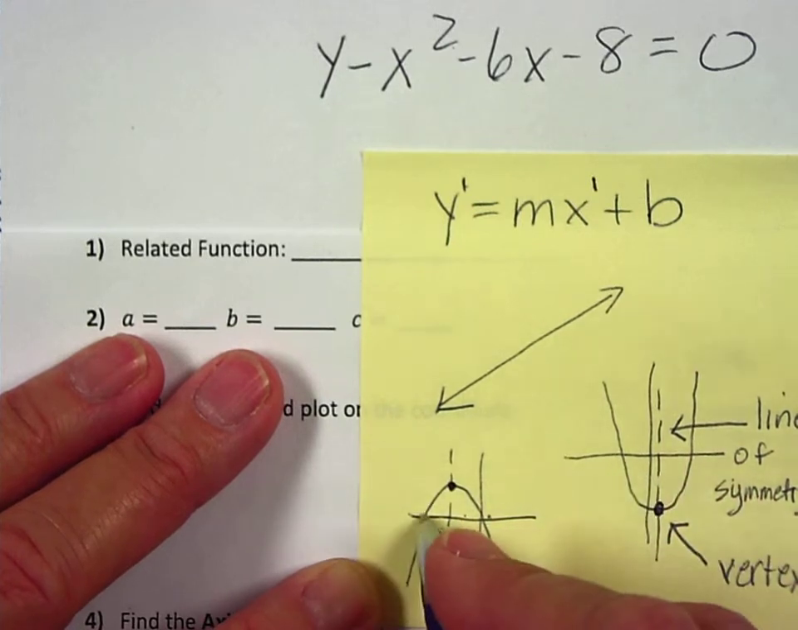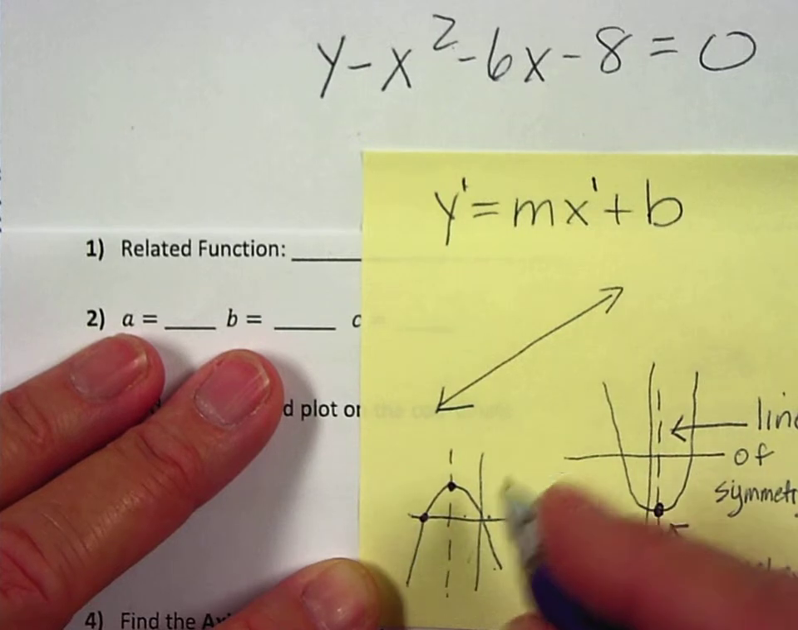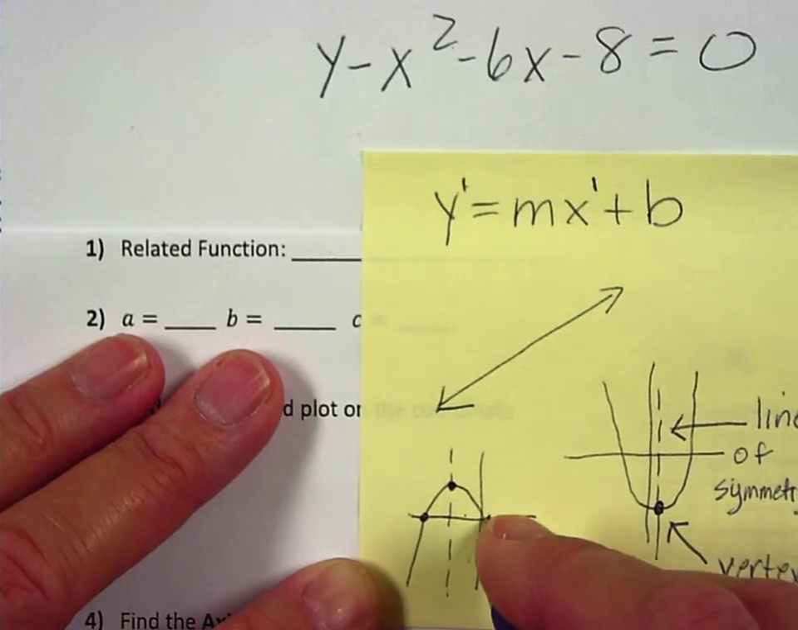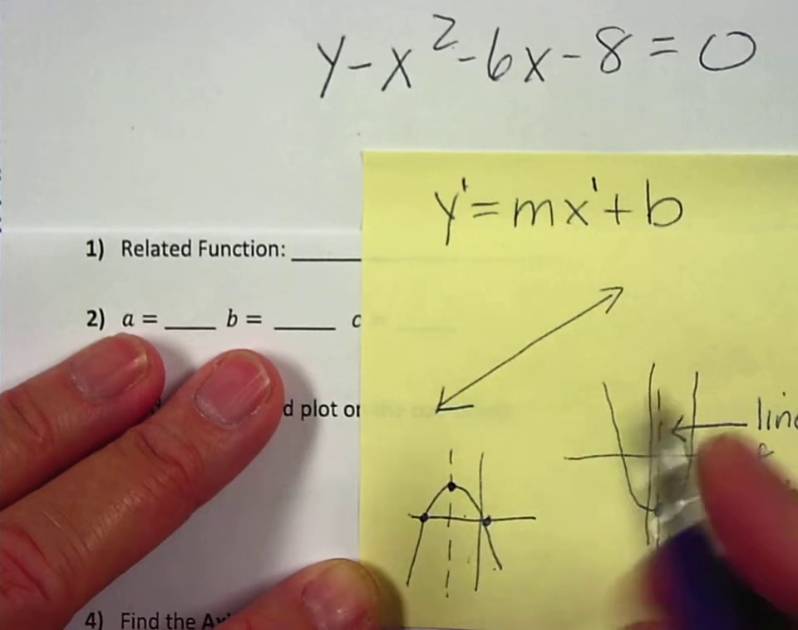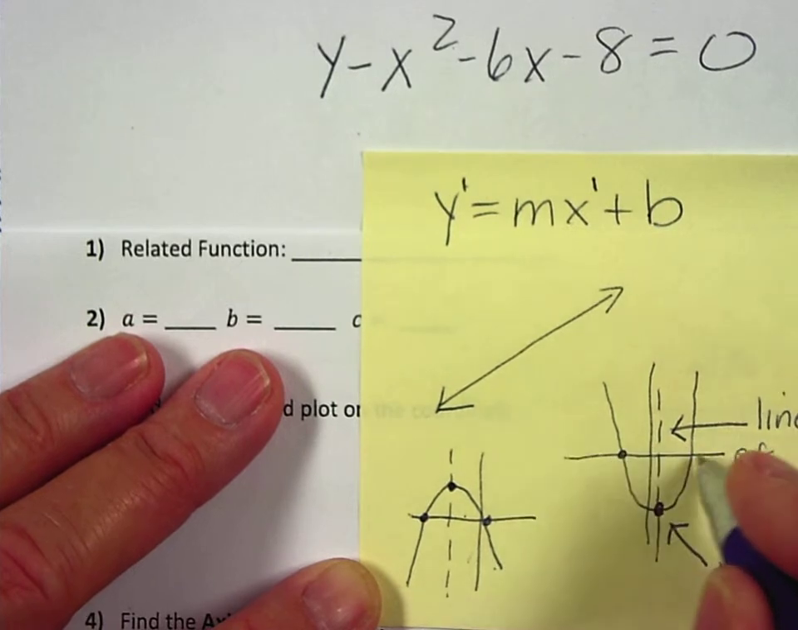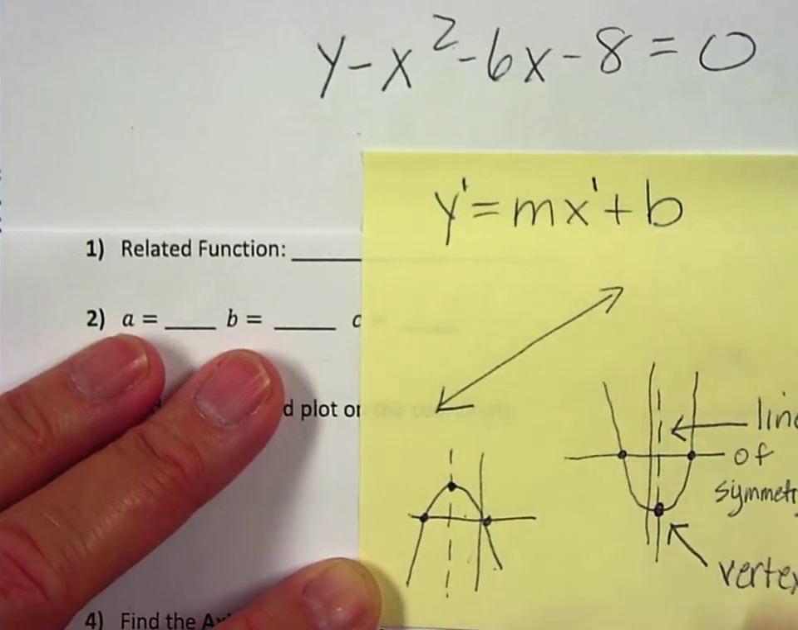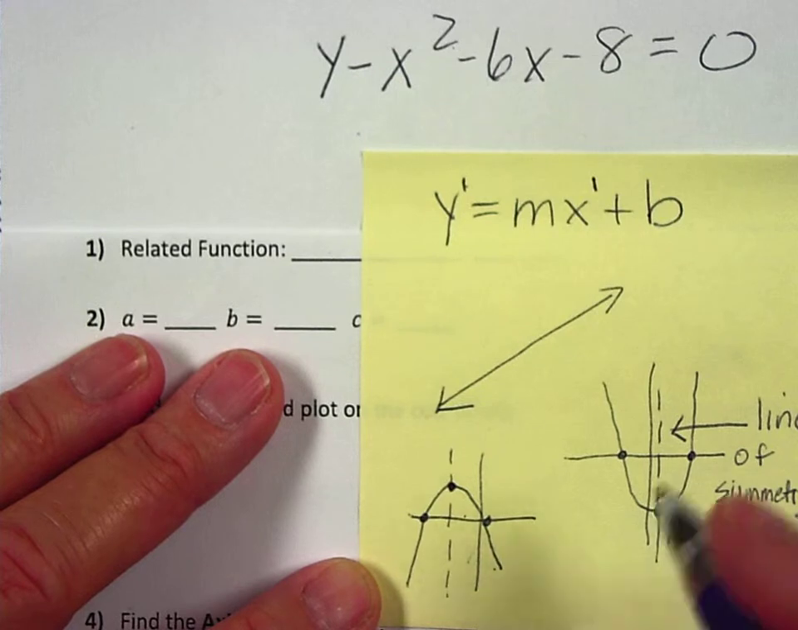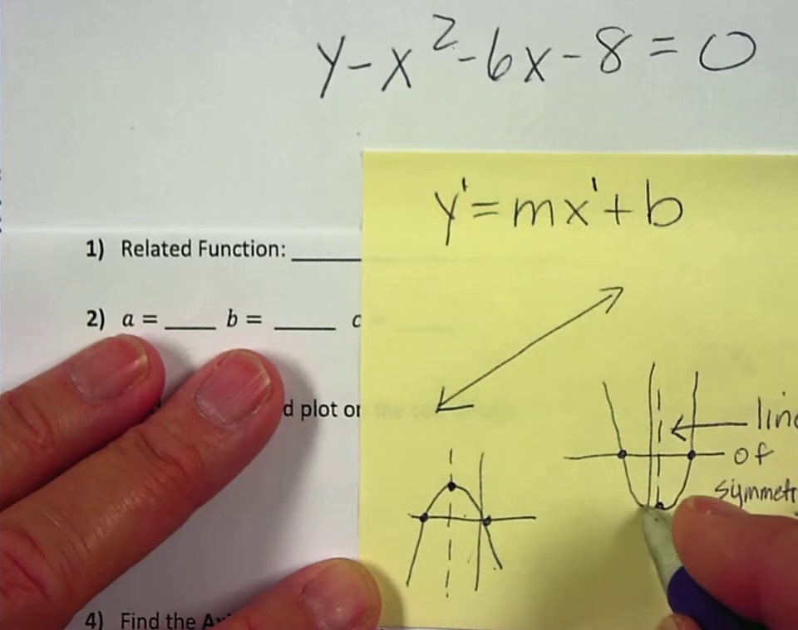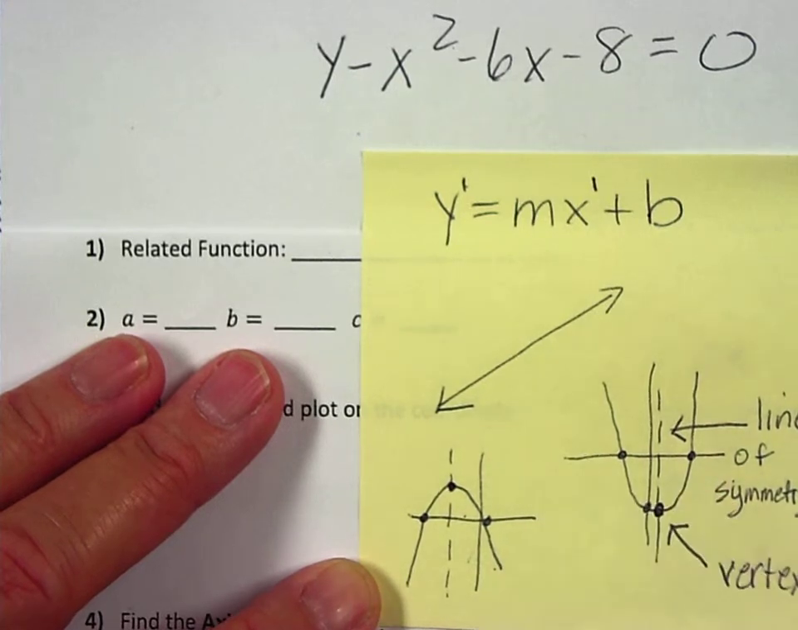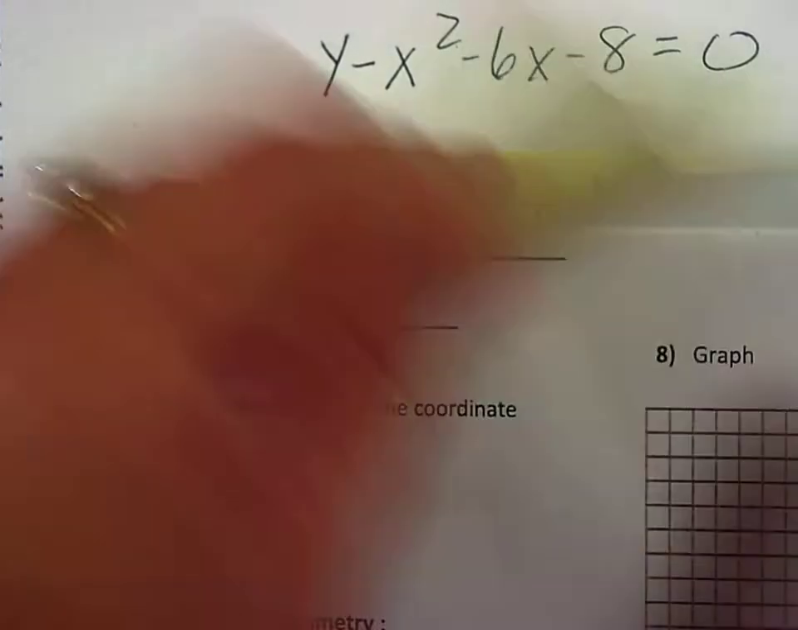Where this parabola touches the x-axis is called its solutions, or its roots, or its x-intercepts, or its zeros. And where it touches the y-axis is called its y-intercept. So let's check this out.